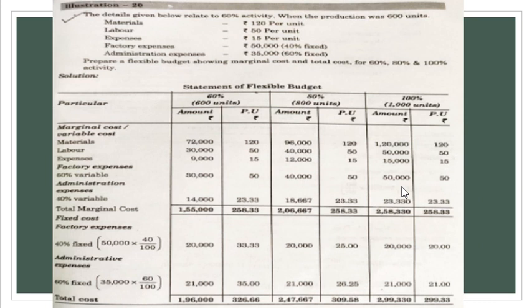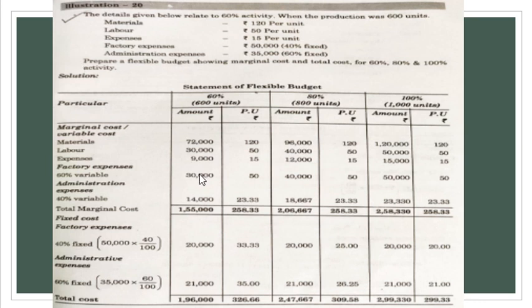Next, the variable expenses for administration expenses, where the cost is 35,000. 60% is fixed, so how much is variable? 100 minus 60 is 40, so 40% is variable. So we will charge 35,000 into 40% variable, which will give us 14,000.